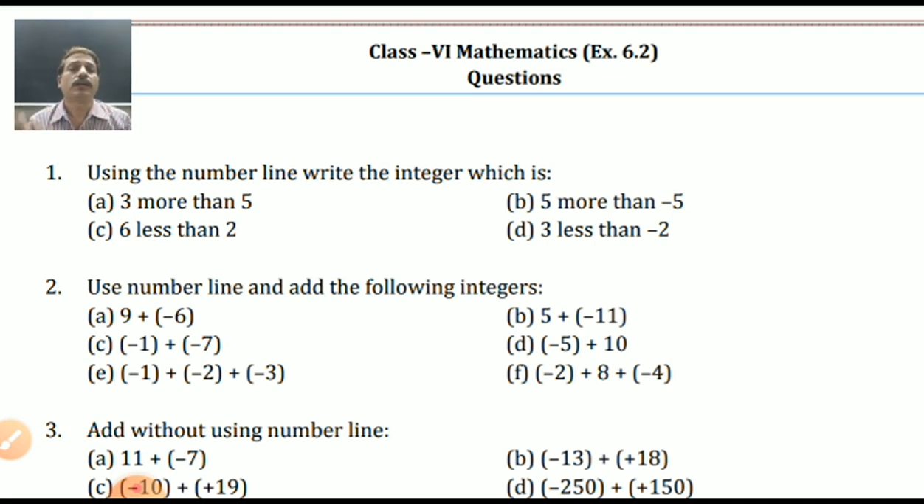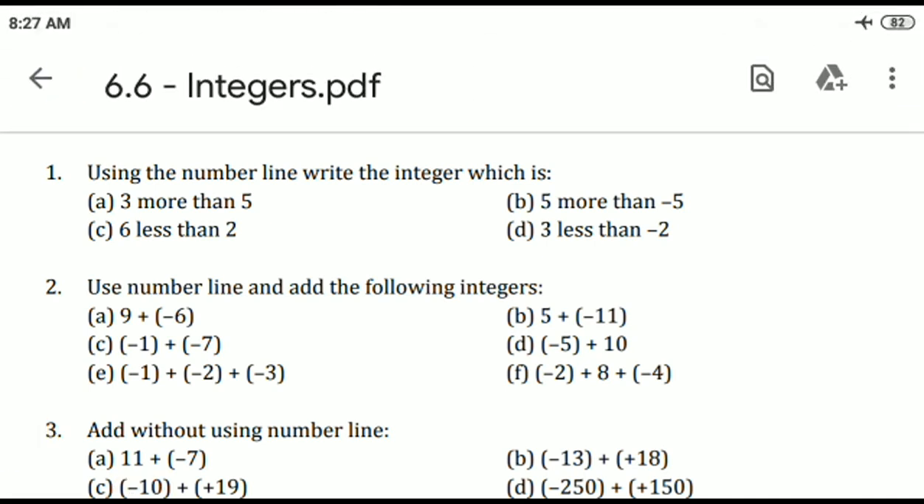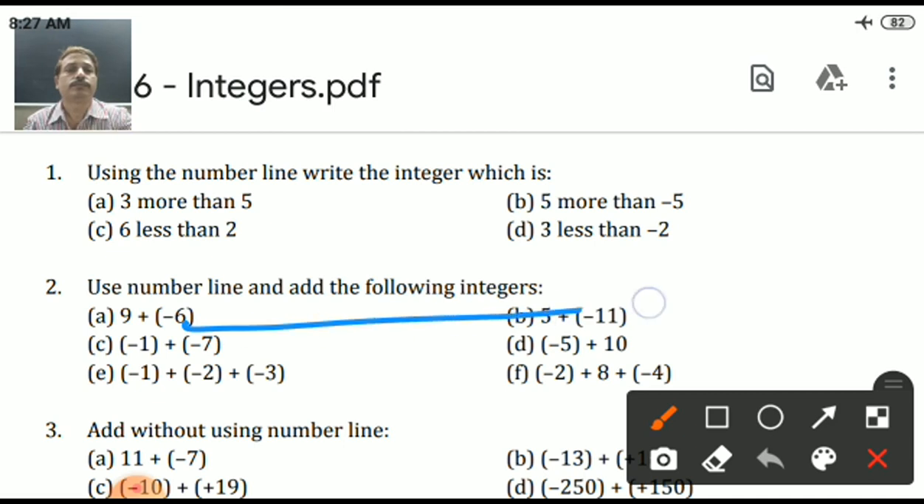3 more than 5. 5 more than -5. See, this is your number line. You are on -5.